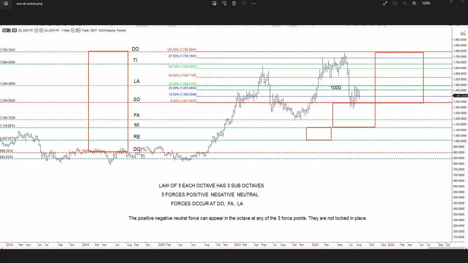So what we're looking at here in the octave, we have 7 tones in the octave, with the eighth tone being the do in the repeat mode. So what I have here is the soybean chart again. This is a weekly chart of soybeans. What I have marked out here is the do to do octave of the 896 to 1792 octave, and we're looking at 2018 to the current price action right here.